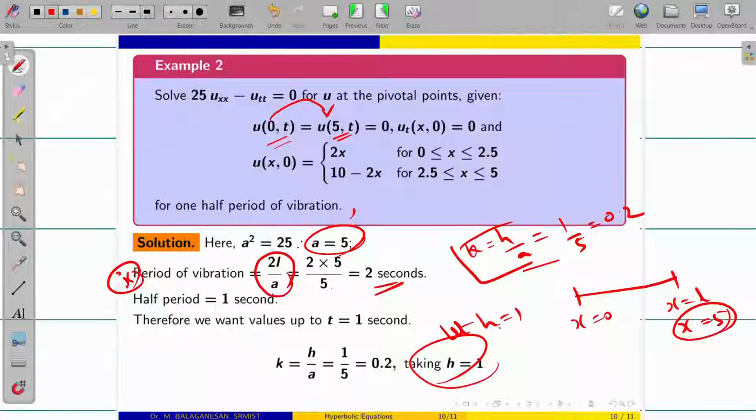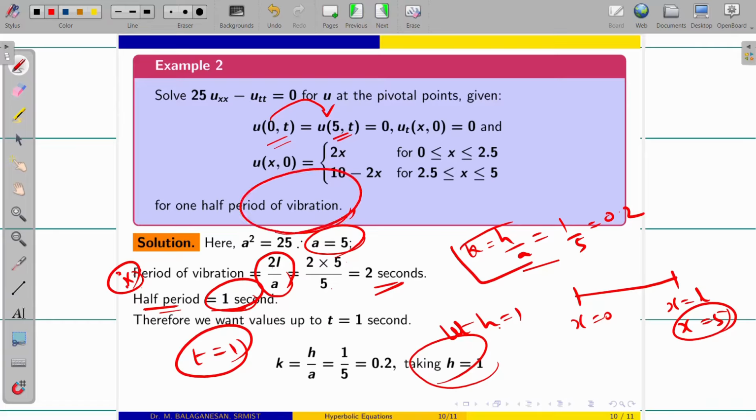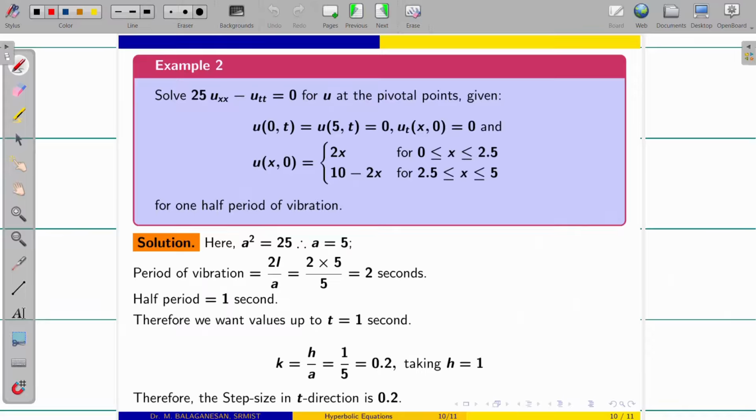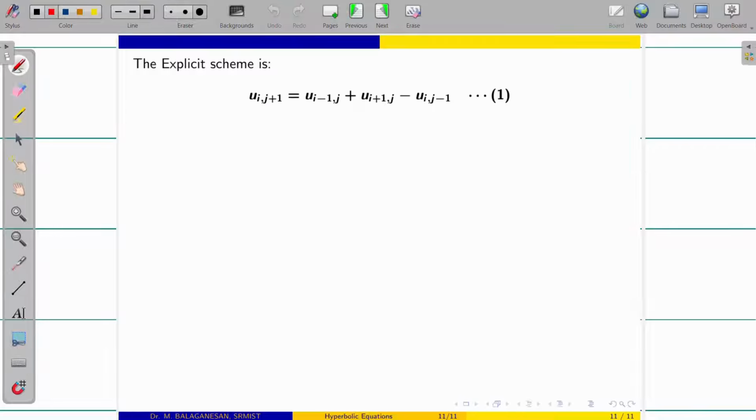Then what about the half period? Up to 1 second. T equal to 1, we have to find. Up to T equal to 1. Instead of giving a time duration directly, they have given half the period of vibration. Is it clear? Right. So therefore, we have to find up to T equal to 1. What about the k value? It is 0.2 difference.